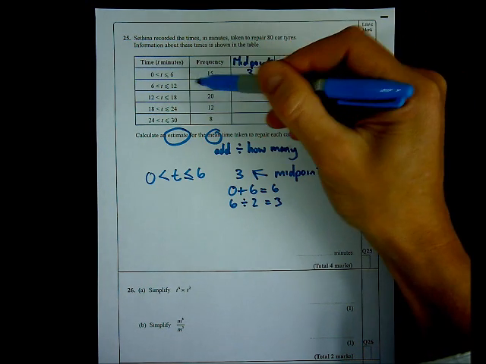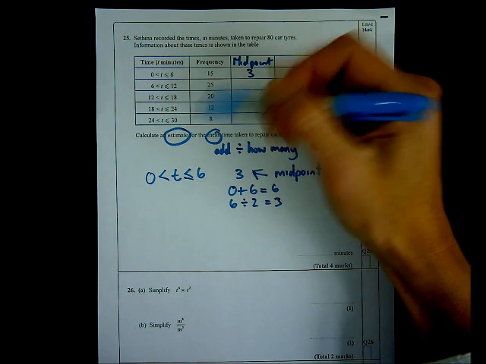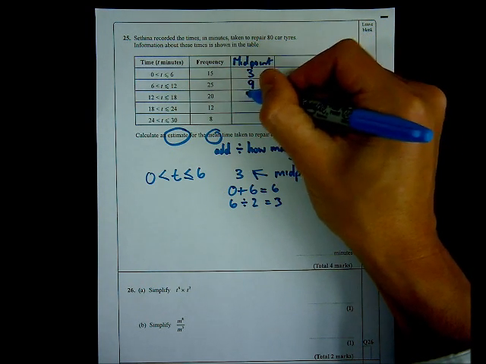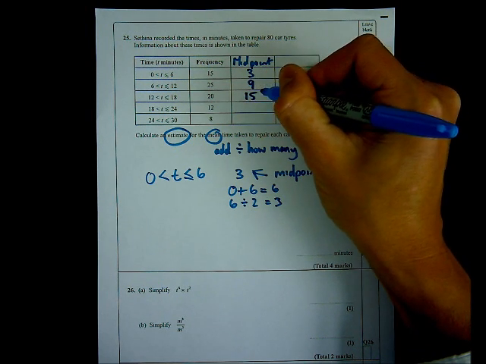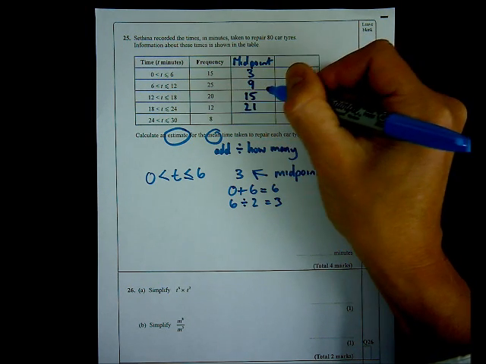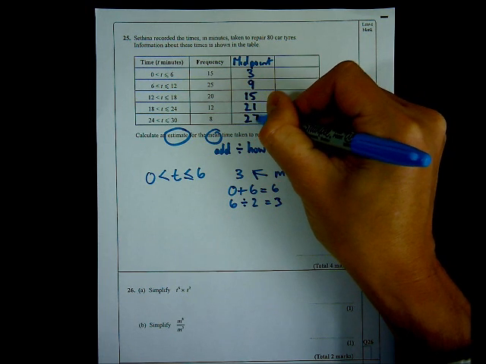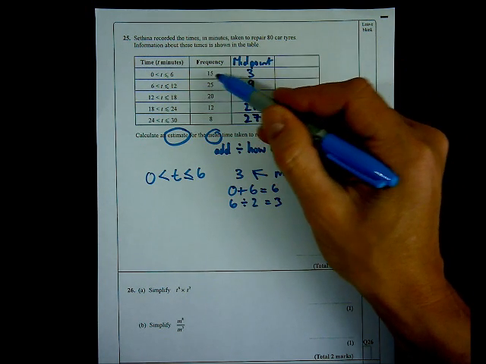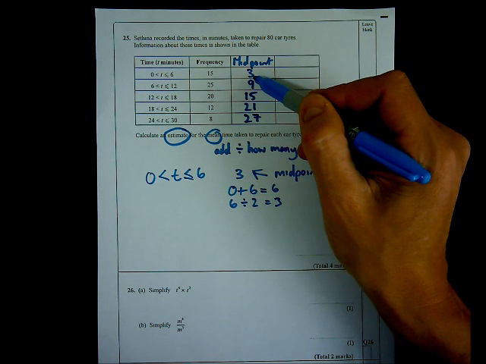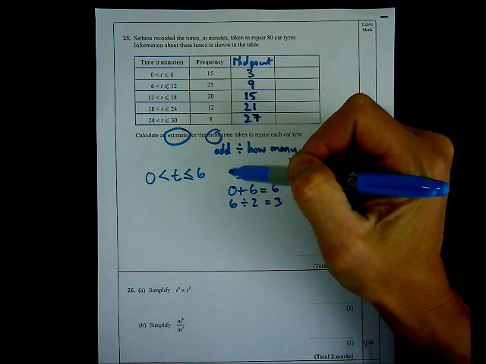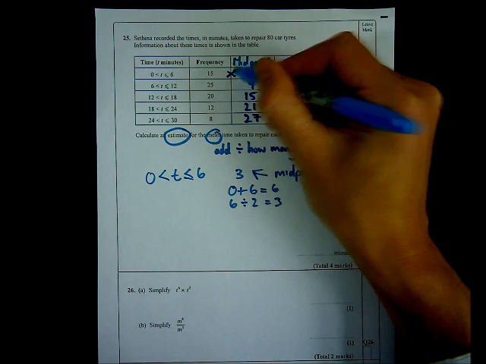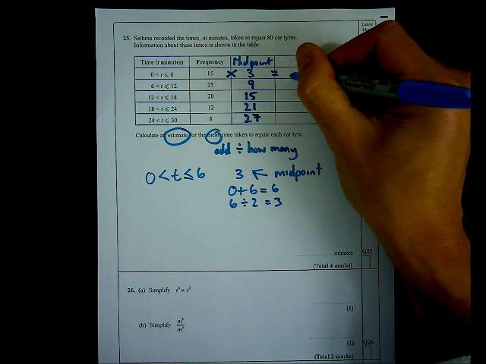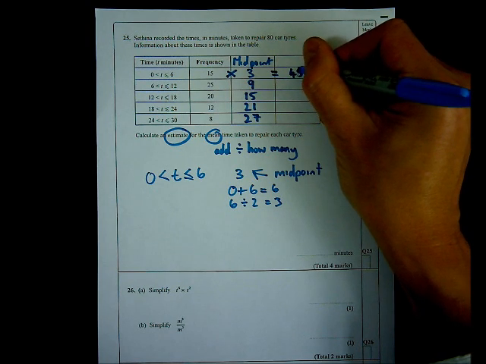It's then a simple matter of repeating that for all subsequent groups. So the midpoint of 6 and 12 will be 9, for 12 and 18 it will be 15, for 18 and 24 it will be 21, and for 24 and 30 it would be 27. I now need to work out what these 15 repairs that were each 3 minutes long would take in total, and to do that I'm going to multiply them together. So if I have 15 repairs each of 3 minutes, then I have 45 minutes in total.